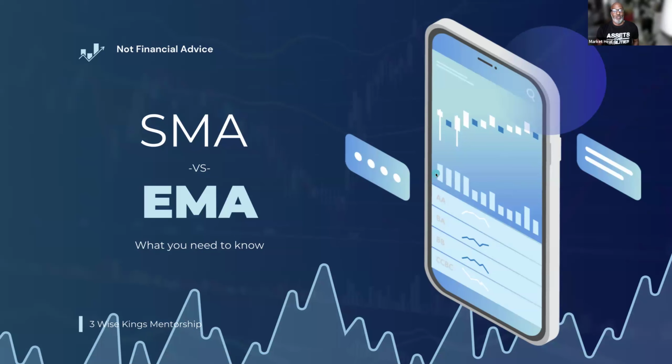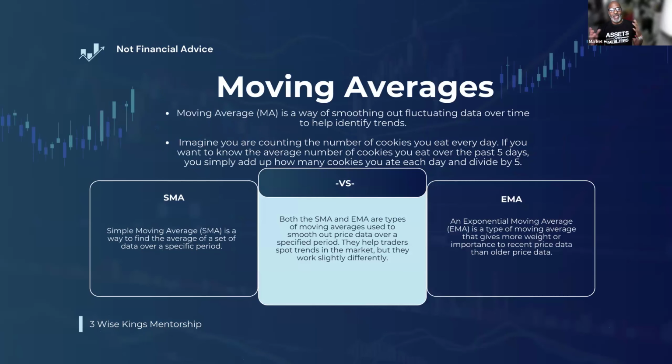So what is an SMA or an EMA? First, we have to understand what a moving average is, and that's exactly what SMA and EMA are. A moving average is a way of smoothing out fluctuating data over time to help identify trends.